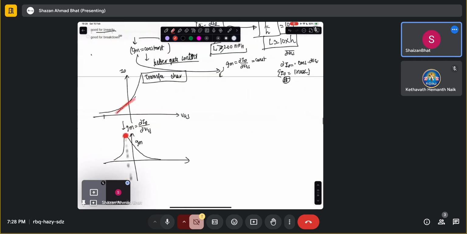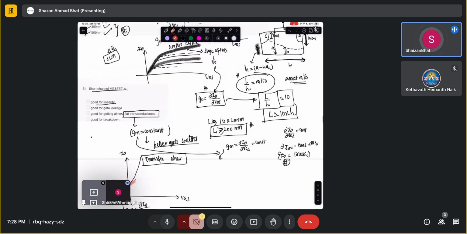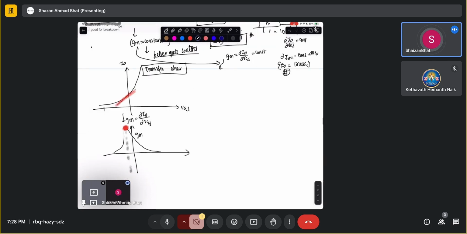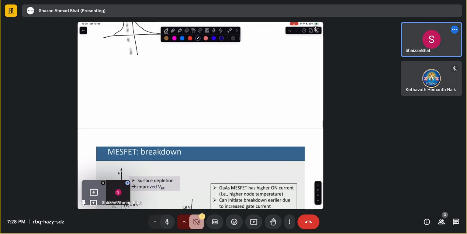And what else is required? You need to have good linearity. What should I call linearity? We have not defined it. Linearity is like if you have a signal coming in and a signal output from it, it should vary as a linear function of that input signal. It should not distort. So that is the linearity.